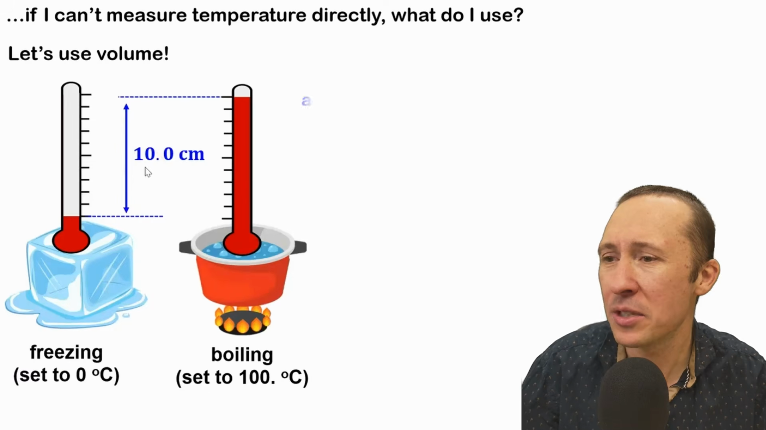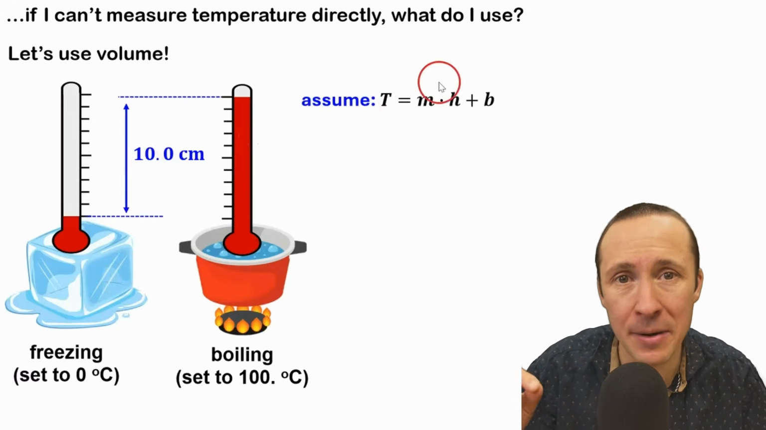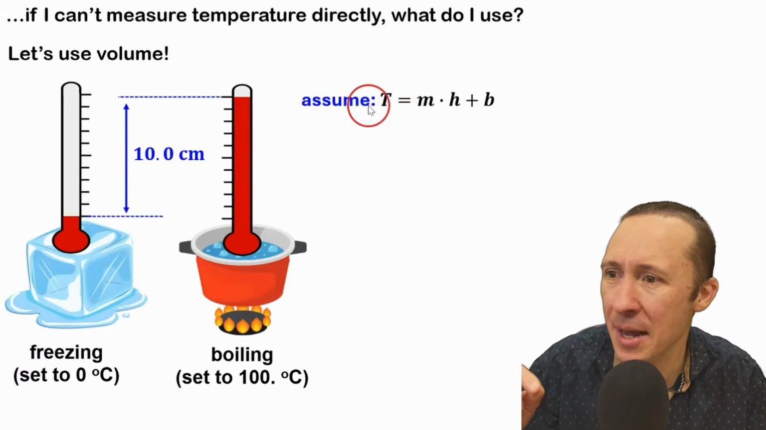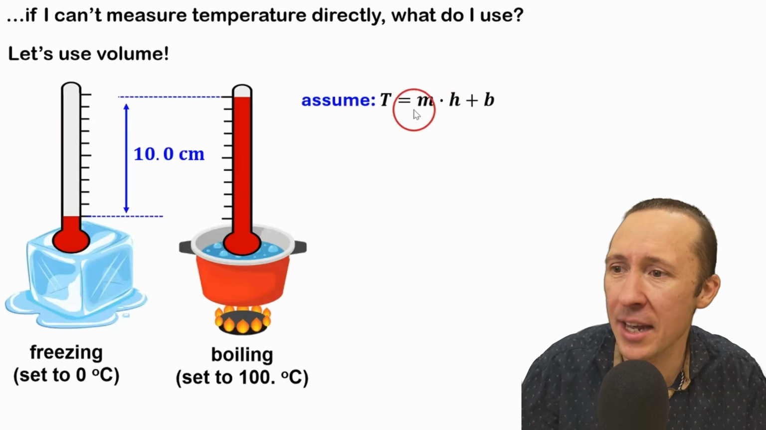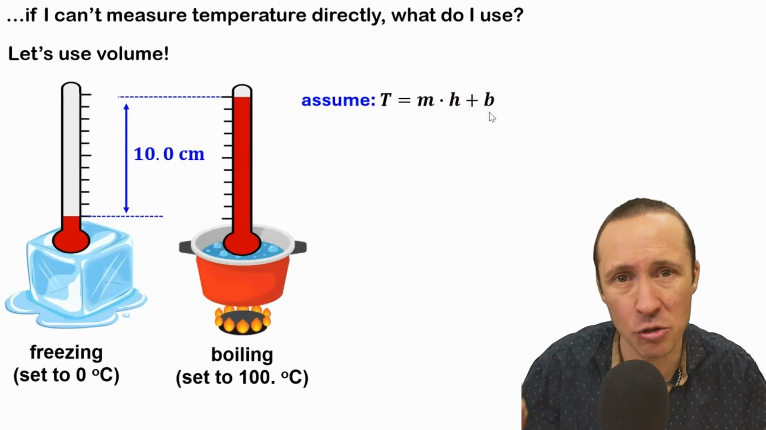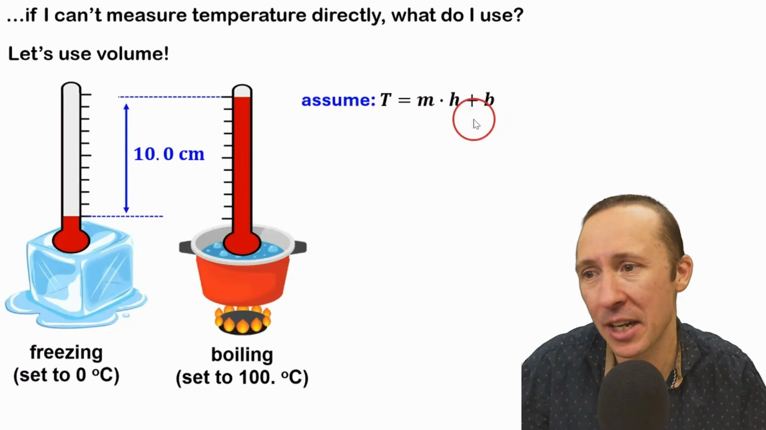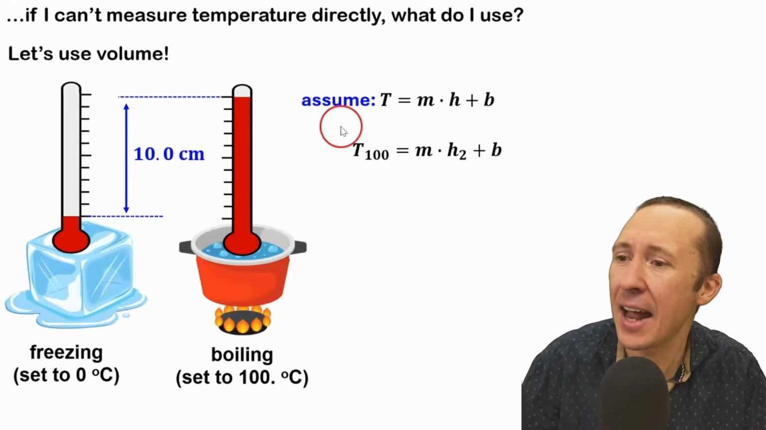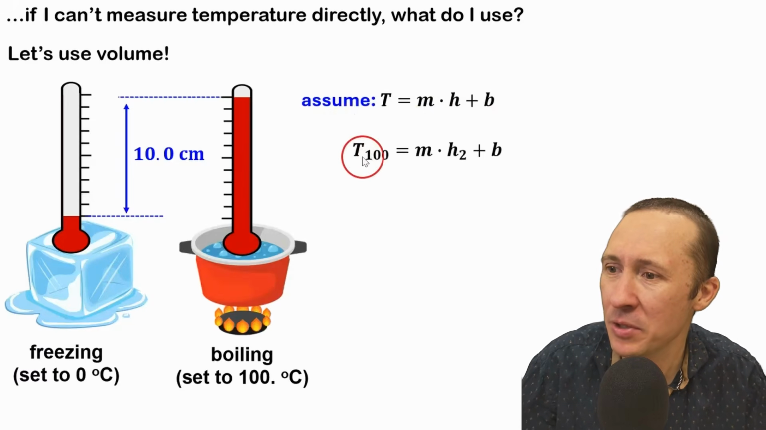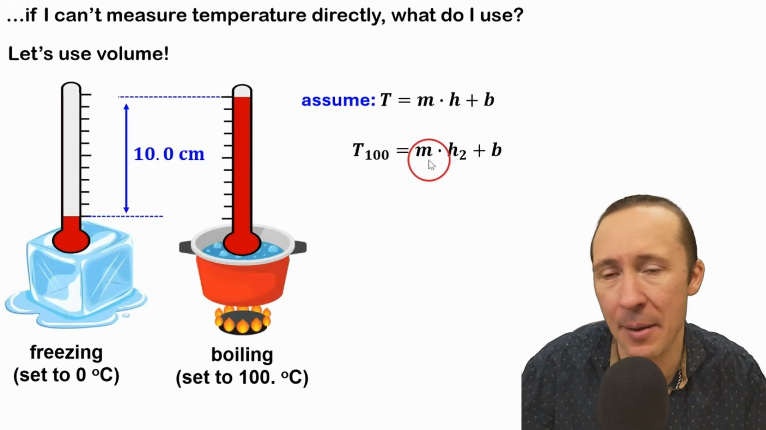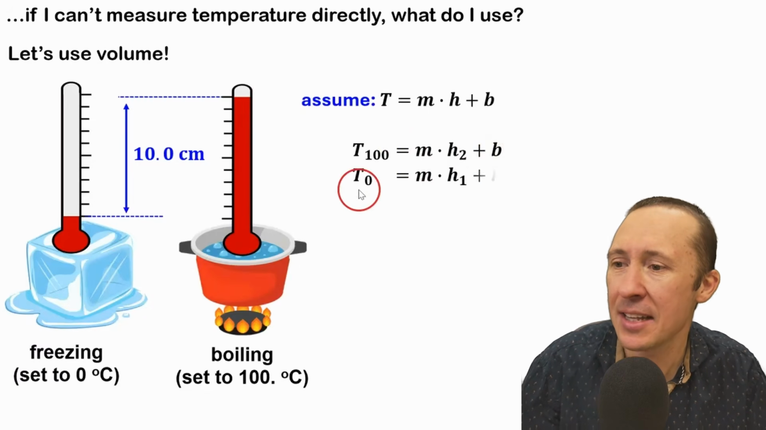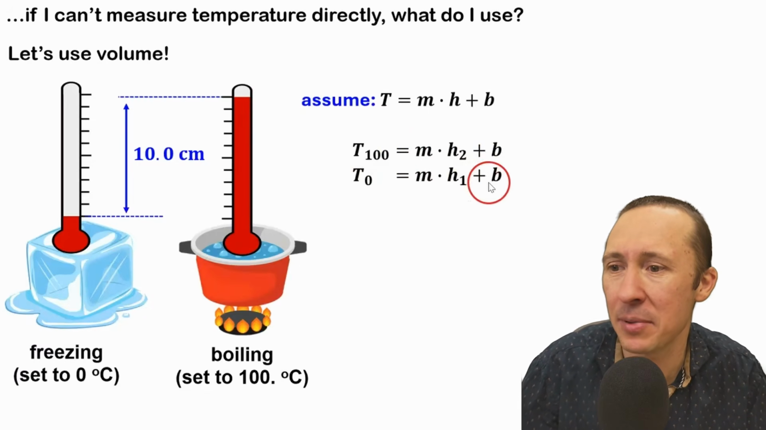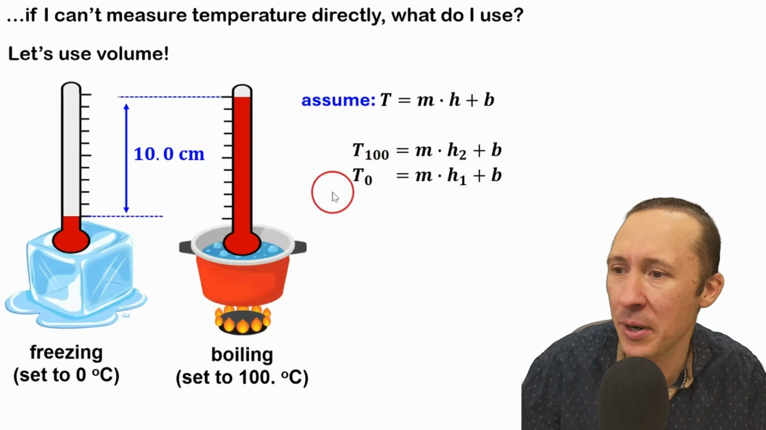Now, something we're going to need to assume, and this is very important, is that temperature changes linearly with height. So this is like y equals mx plus b. This isn't true exactly, but for most applications, it's good enough. At 100 degrees, T100 equals m, which is the slope, times the height h2, plus b. At 0 degrees Celsius, T0 equals m h1 plus b.